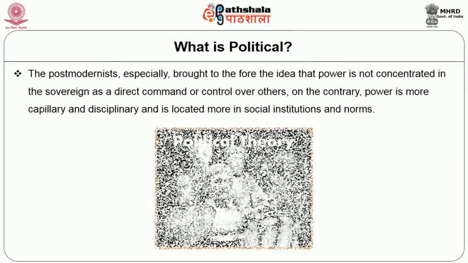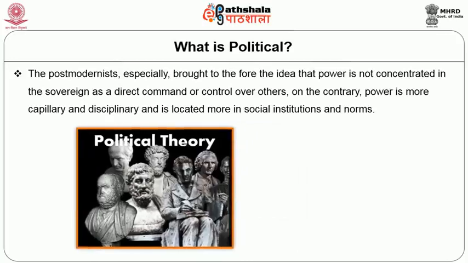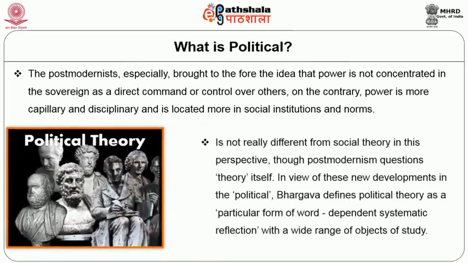The postmodernists especially brought to the fore the idea that power is not concentrated in the sovereign as a direct command or control over others. On the contrary, power is more capillary and disciplinary, and it is located more in social institutions and norms. Political theory is not really different from social theory in this perspective, though postmodernism questions the idea of theory itself. In view of these developments in the political, Bhargava defines political theory as a particular form of world-dependent systematic reflection with a wide range of objects of study.